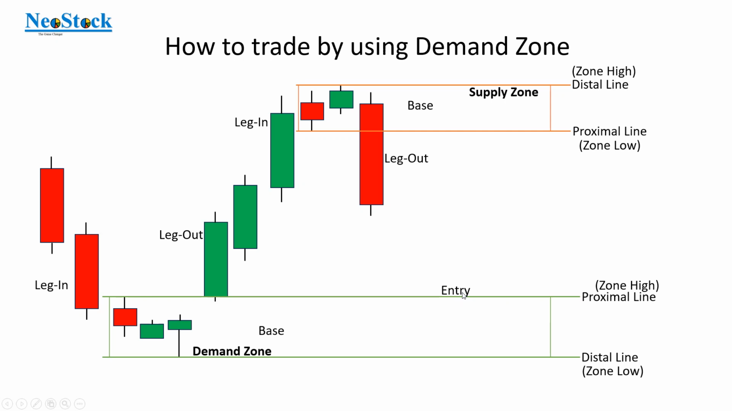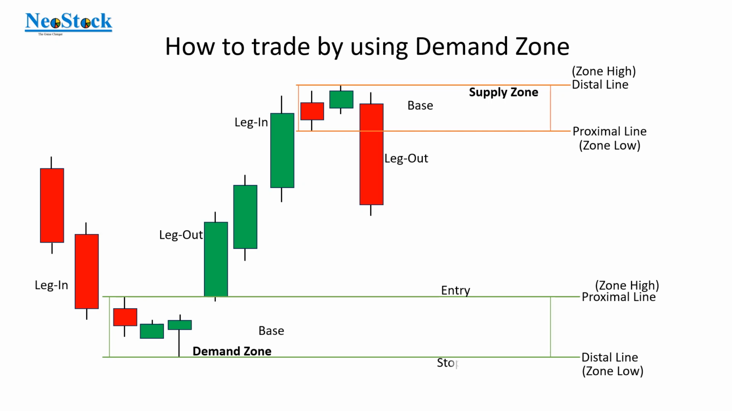Why? Because institutional pending buy orders will be there between the proximal line and distal line. So if there are more pending orders at the proximal line, what happens? The prices will be pushed up again from here. So we don't want to miss the trade. That's why when price is about to enter into this zone, at the proximal line, we are defining our entry. That means that is the place where you want to buy your stock.